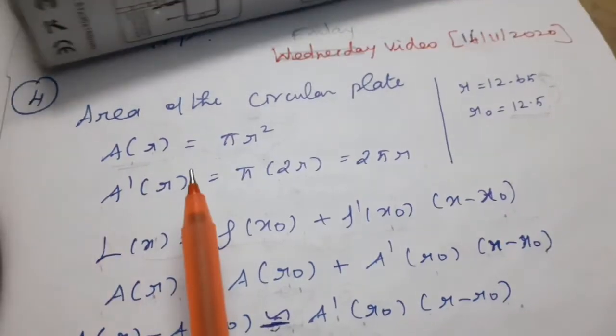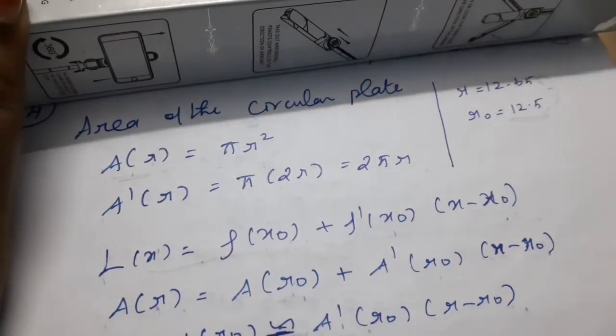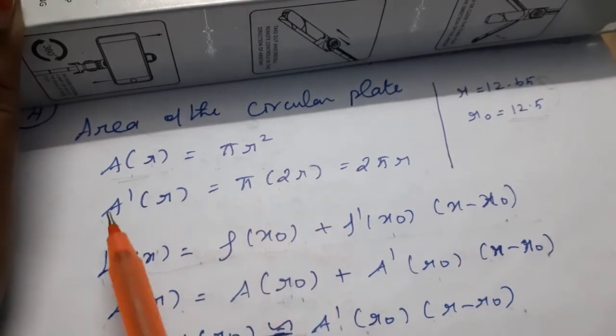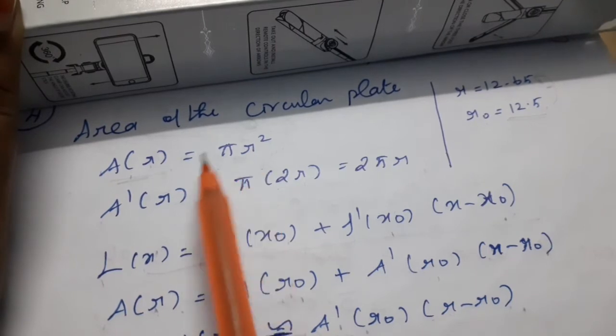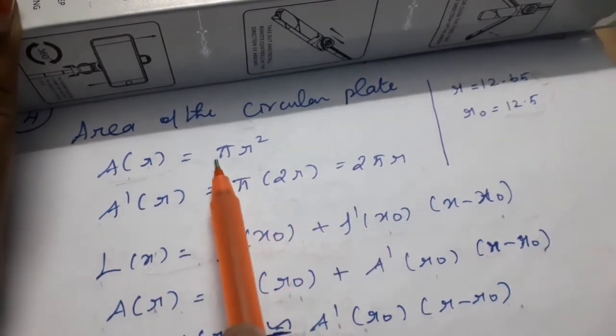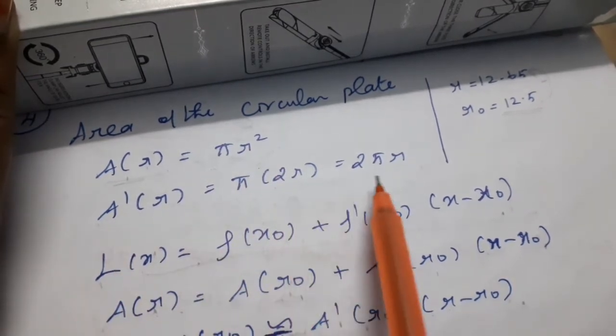See the fourth one, the area of the circular plate. A of r equals pi r square. Differentiate it: A dash of r equals, if we differentiate pi r square, 2 pi r into dr. Pi is a constant, differentiate r square, it becomes 2r. That is, A dash of r equals 2 pi r.